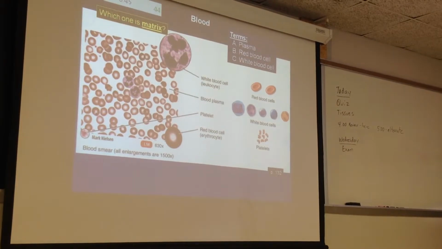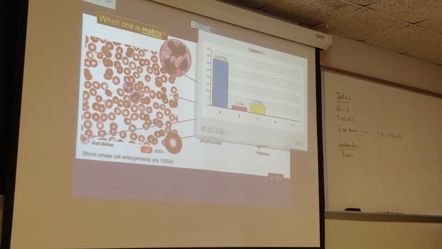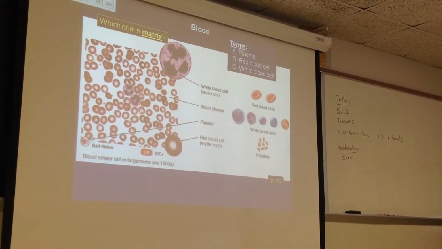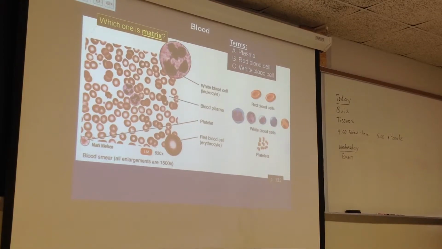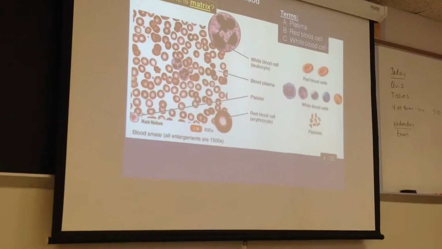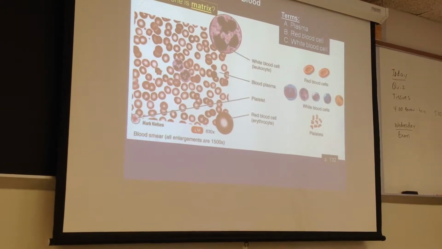Okay, let's see here. Which one is matrix? You guys chose mostly A, and let's see a little bit better. But remember, matrix is defined as the acellular, non-cellular component of a tissue. So we got things labeled red blood cell, white blood cell, so we can eliminate those as matrix, because matrix is non-cellular, is acellular.